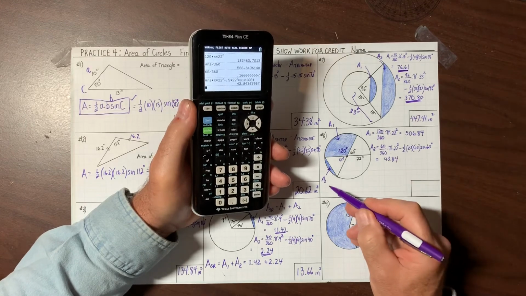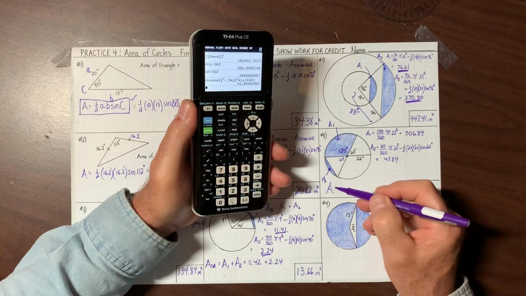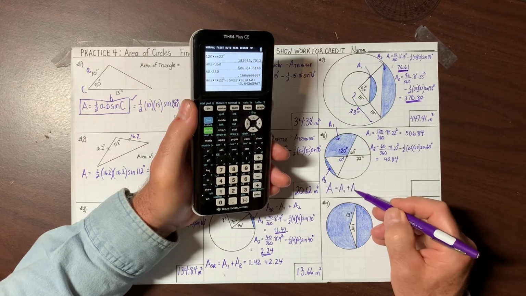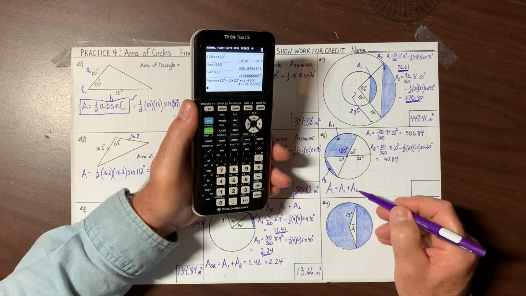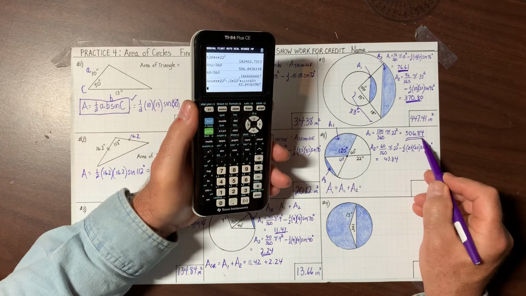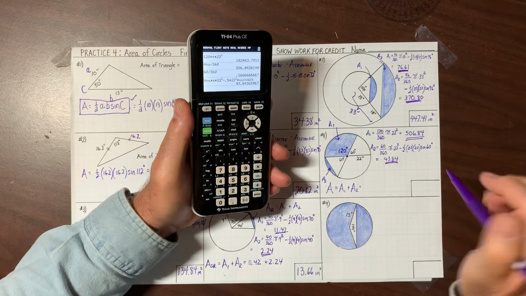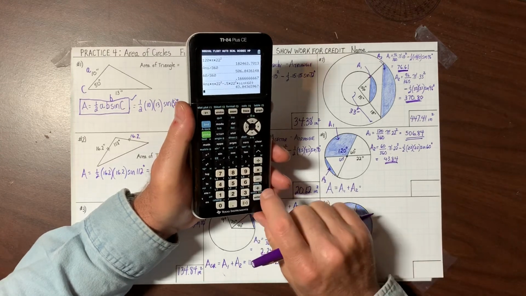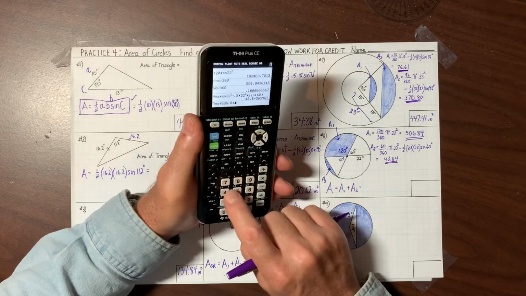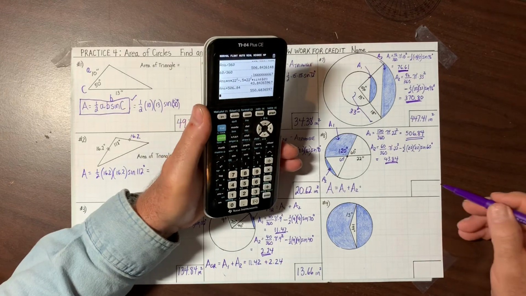Now remember the game plan here. To find the total shaded area, we are going to add A sub 1 and A sub 2. So this was A sub 1, which was this sector, and this was A sub 2. So I'm just going to add those two values together to get my final answer. And I'm coming up with 550.68.